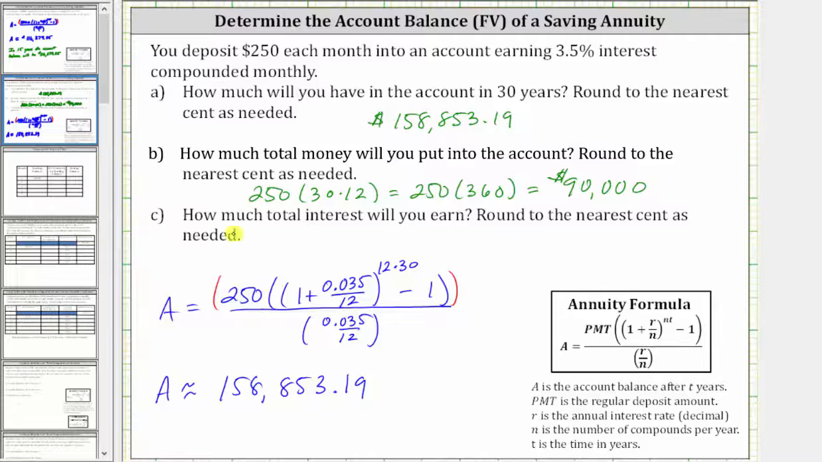And for part C, how much total interest will you earn? To determine the interest earned, we take the account balance after 30 years and subtract the total money you put into the account, which is $90,000. So we have 158,853.19 minus 90,000, which is equal to $68,853.19. So this is the amount of interest you earned over the 30-year period.